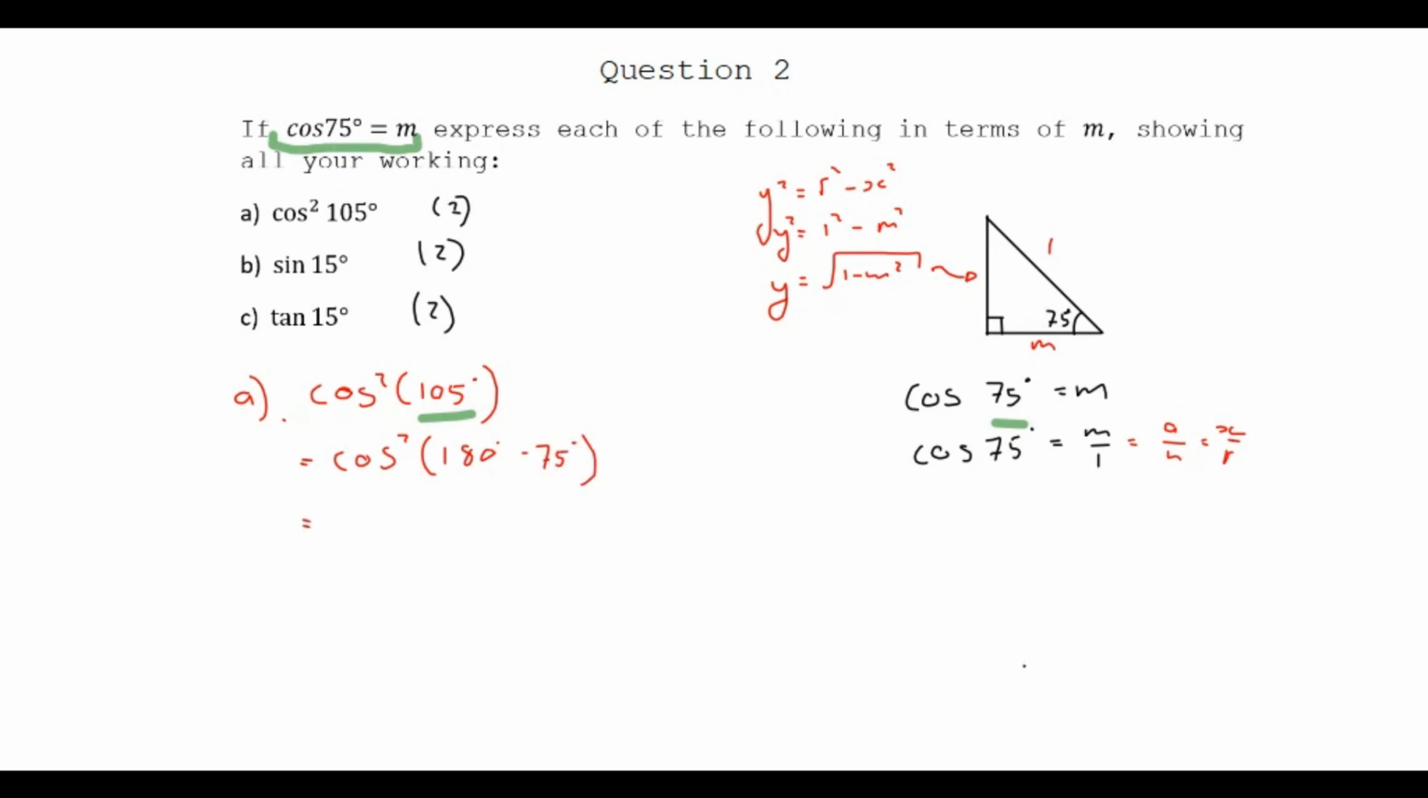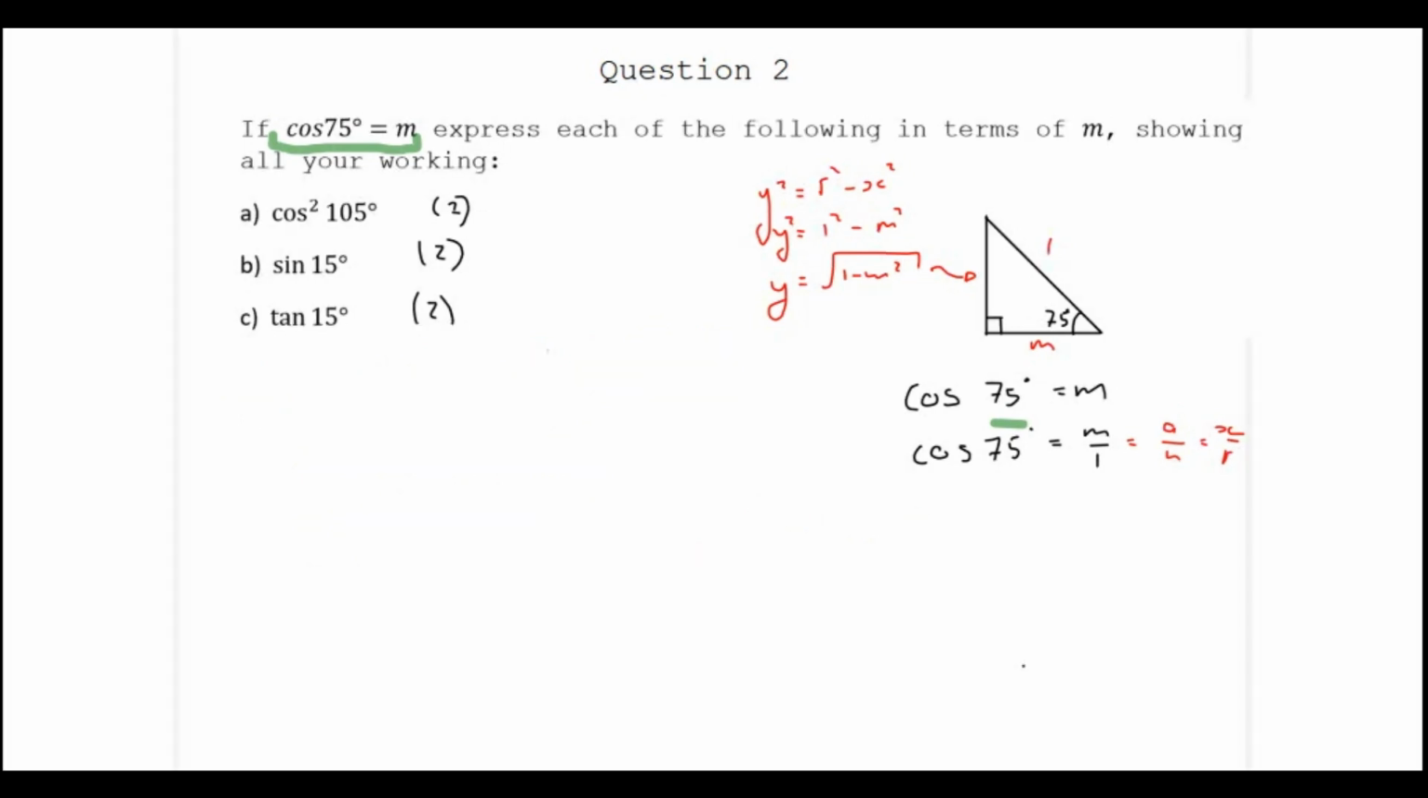Fantastic. Generally, when we do this, we look at positives or negatives. This is in the second quadrant, which means cos should be negative here. But if we have a negative squared, it becomes a positive. Remember? So this would still be cos squared of 75 degrees. Which means if cos of 75 equals m, cos squared of 75 would simply be m squared. To explain that further, cos of 75 equals m. If we square the left-hand side here, we would need to square the right-hand side.